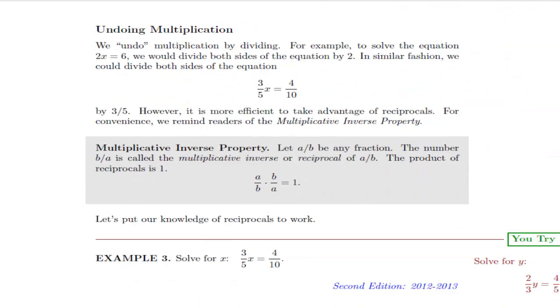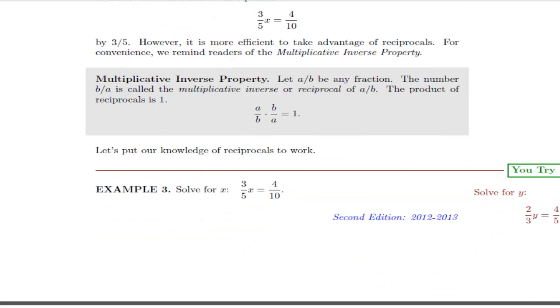Undoing multiplication. We undo multiplication by dividing. For example, to solve the equation 2x equals 6, we would divide both sides of the equation by 2. In similar fashion, we could divide both sides of the equation 3/5 x equals 4/10 by 3/5. However, it is more efficient to take advantage of reciprocals. For convenience, we remind readers of the multiplicative inverse property. Let a/b be any fraction. The number b/a is called the multiplicative inverse or reciprocal of a/b. The product of reciprocals is 1. a/b times b/a equals 1.